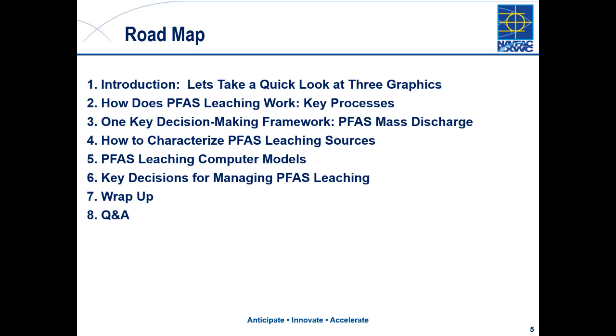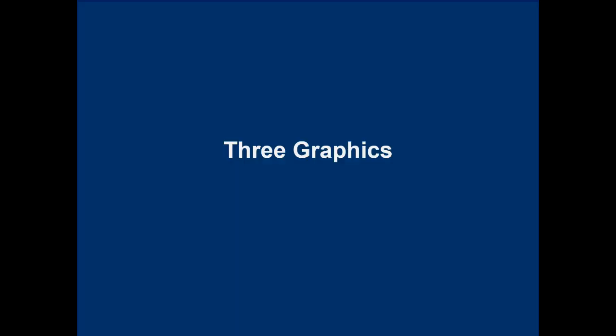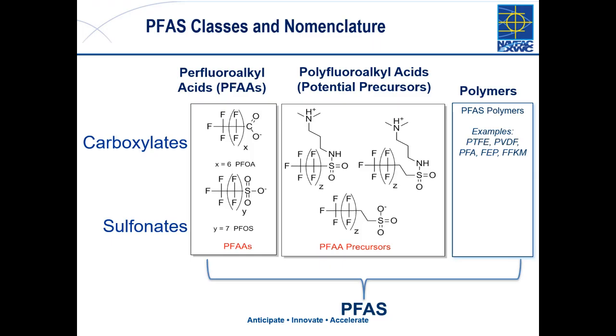Okay, well, let's go to slide 6, and here are 3 graphics that we're going to talk about. But if you see a slide that looks like this, that means we're going on to another section, and that's the little divider in here. So now let's go on to slide 7, and we're going to talk about PFAS classes and nomenclature, our first of 3 graphics.